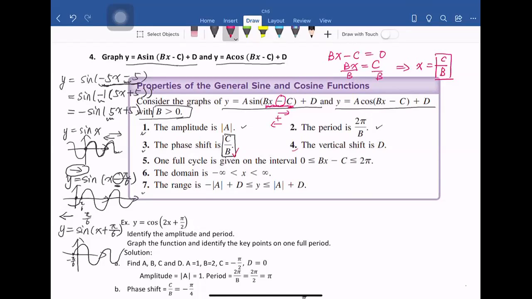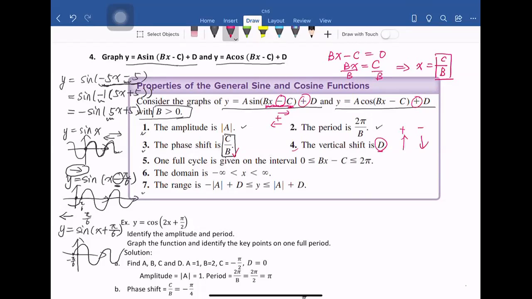Next one, the vertical shift is d. The vertical shift means moving up or down. So if d is positive, we move upward. If it's negative, we move downward.